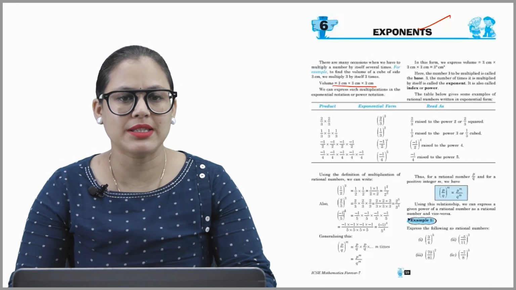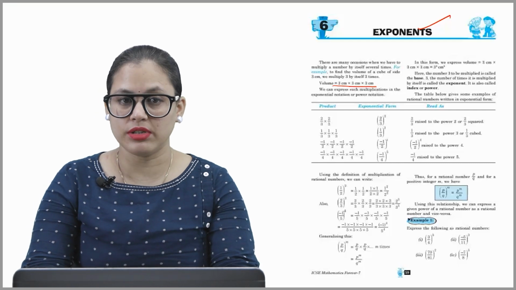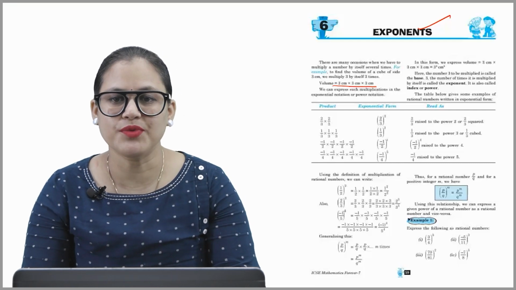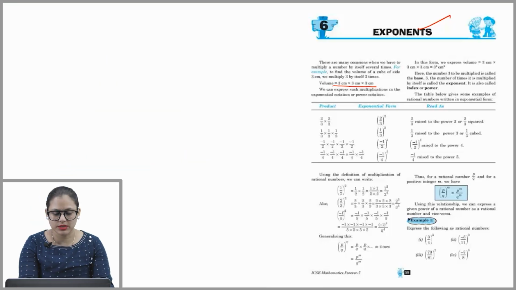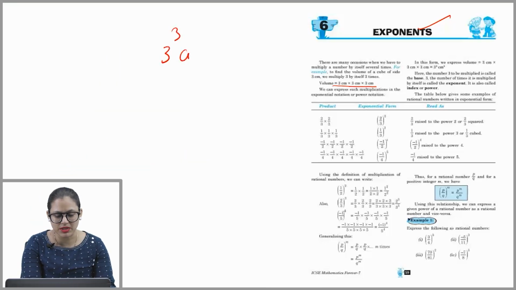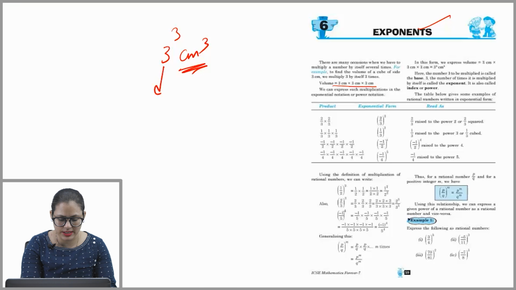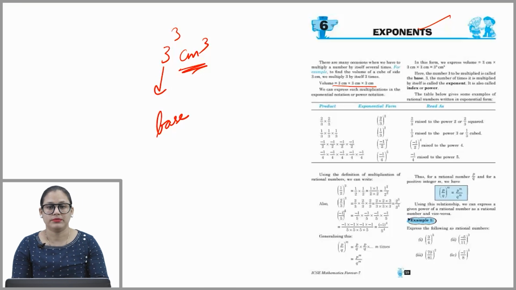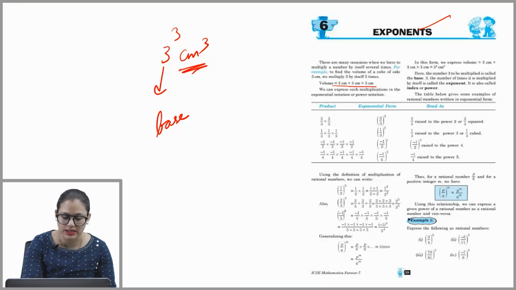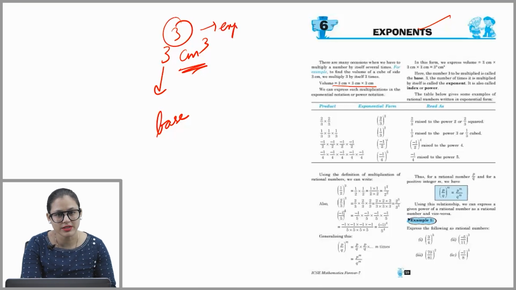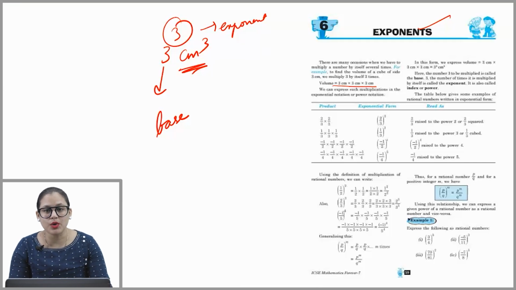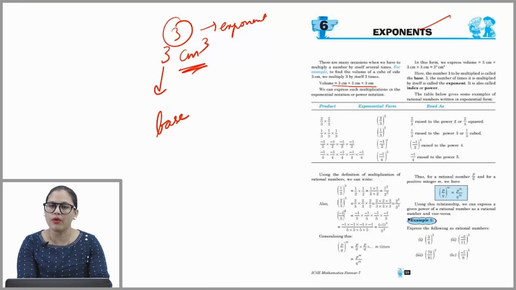We can express such multiplication in the exponential notation or power notation. In this form, we express volume as 3 raised to the power 3 centimeter cube. This is the unit of volume. Here the 3 to be multiplied is called the base. And the number of times it is multiplied by itself is called the exponent, and it is also called index or power, meaning we can also call it power or index.